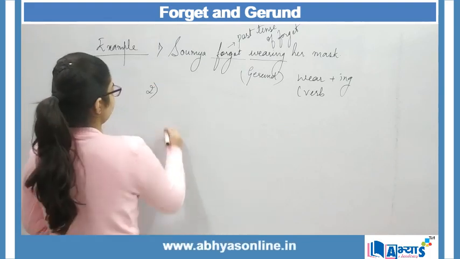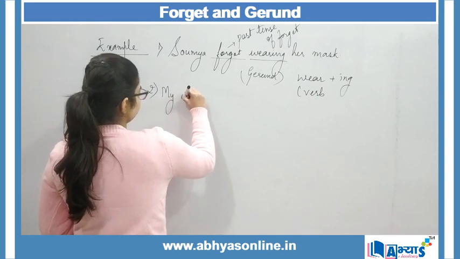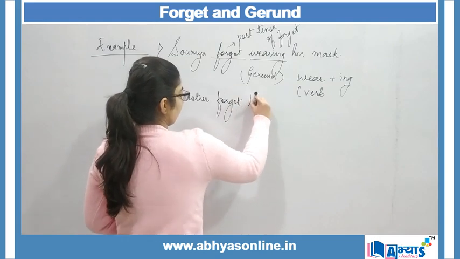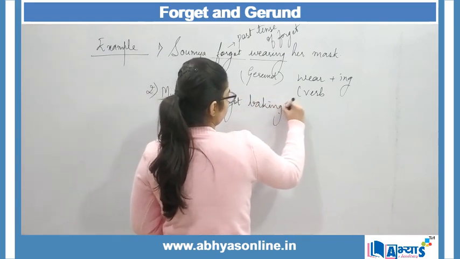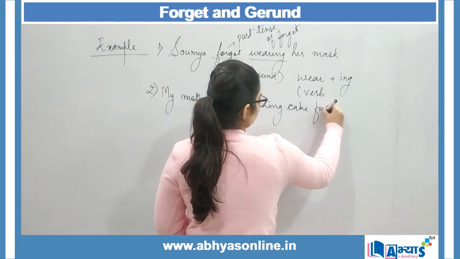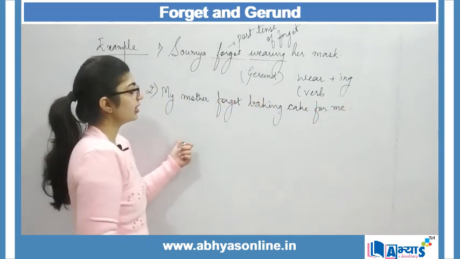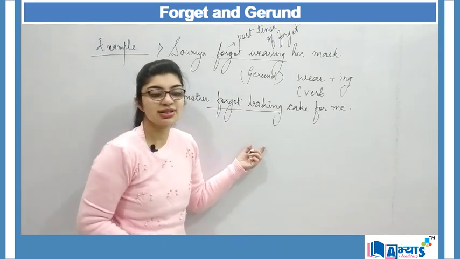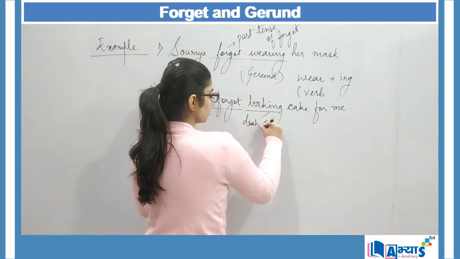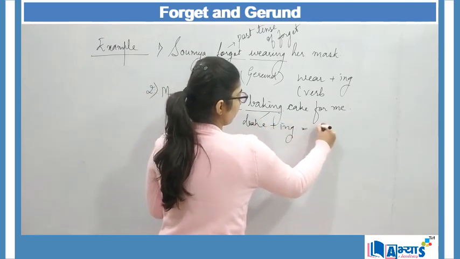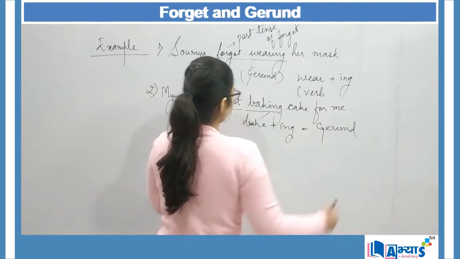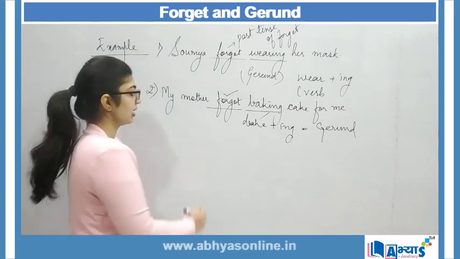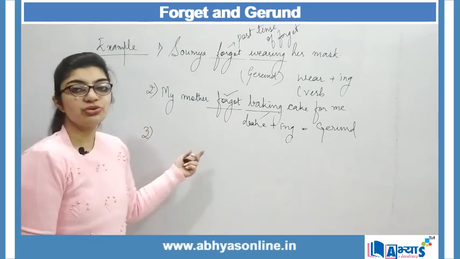Another example can be: my mother forgot baking cake for me. Again, when I say my mother forgot baking cake for me, it is forgot plus gerund, because bake plus ing refers to a gerund, and whenever I'm using forget plus gerund, it changes to forgot. This can be made clear through another example.